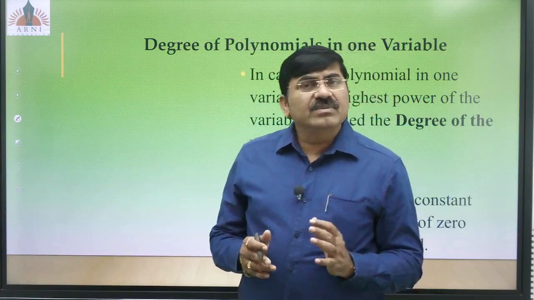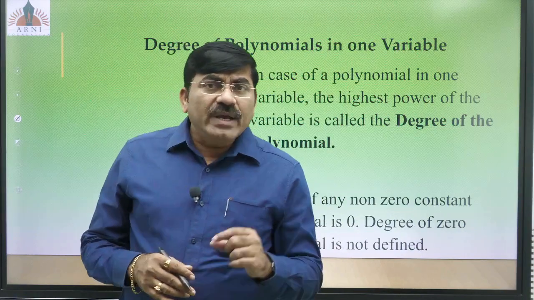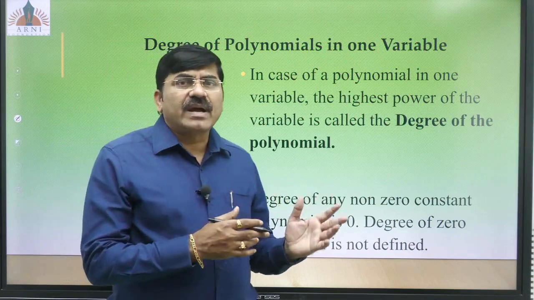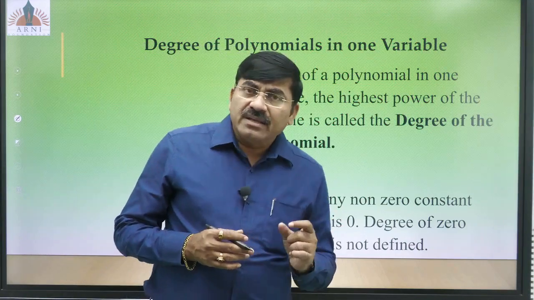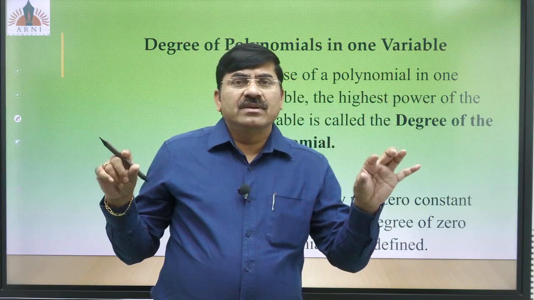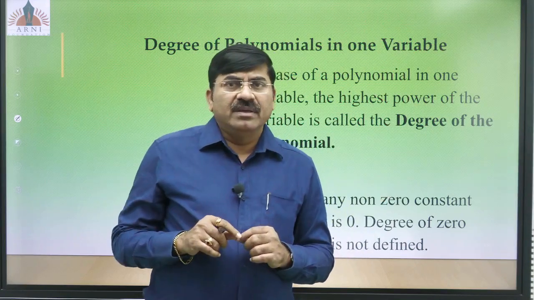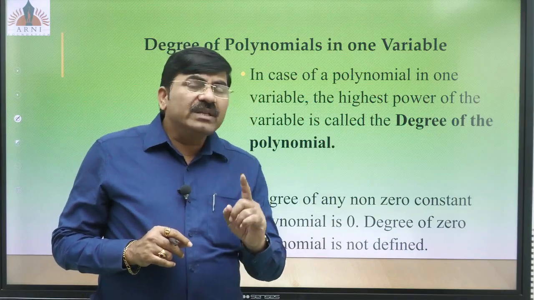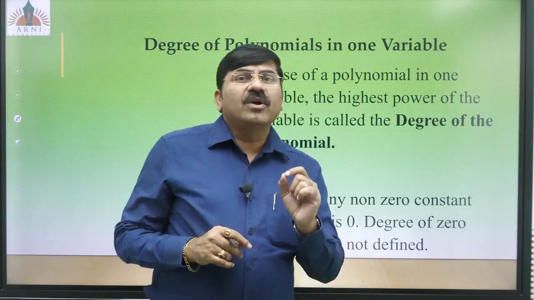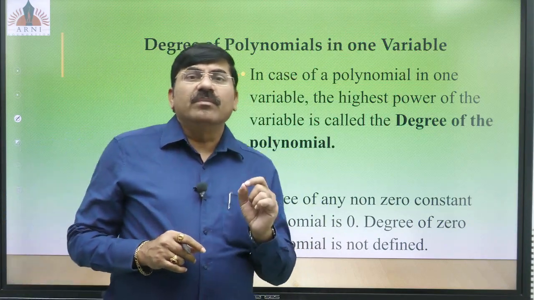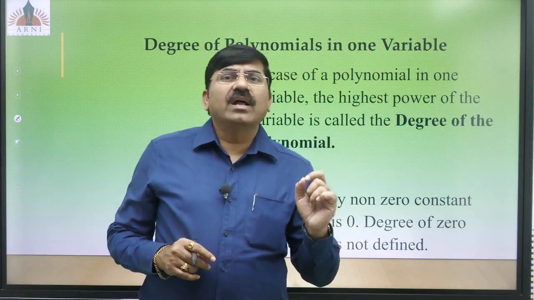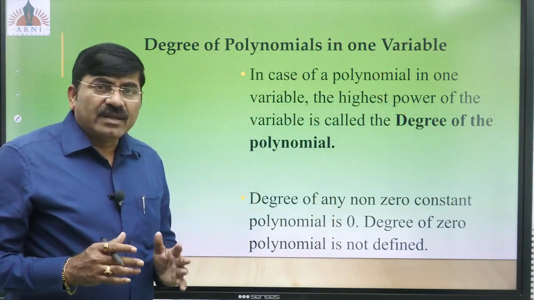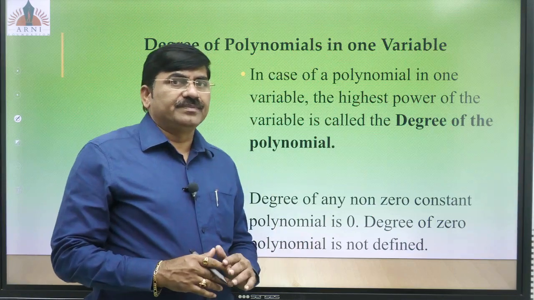To find the degree of the polynomial in one variable, we have to check which variable is there in it. It may be x or y or z, anything, and in that complete expression, the highest power is the degree of the polynomial. But the main thing is the degree of a polynomial must be a whole number, like 0, 1, 2, 3, 4, like that. Then only it is called a polynomial, otherwise it is not a polynomial.